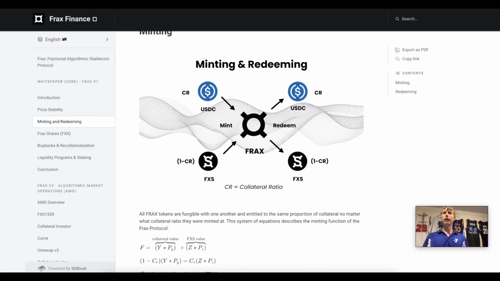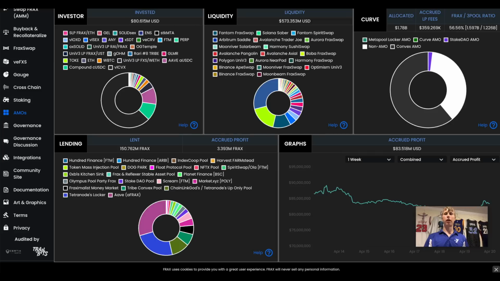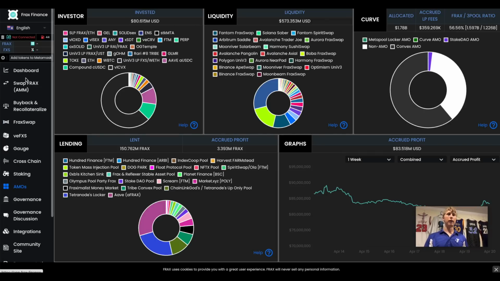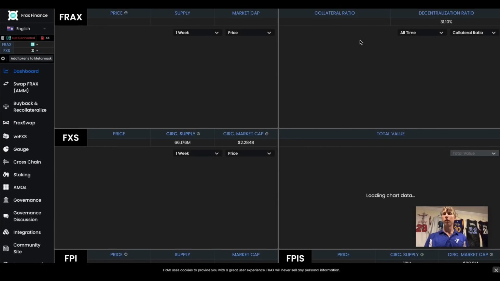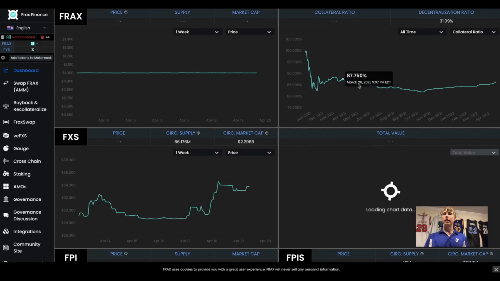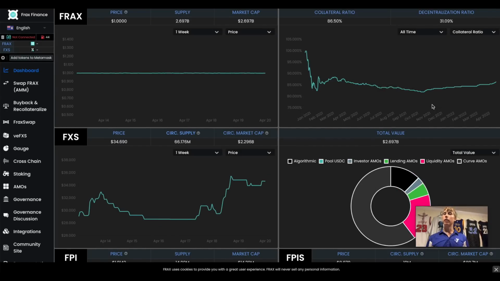What I really like about the Frax token model is if you go over onto Frax Finance and go on the dashboard, this collateral ratio is actually dynamic. So this can change. This is not set in stone. This is actually set by the market. If the market says, dude, you got way too much funny money in there, then it'll ask for more collateral by taking the Frax that's in the market, burning it to bring back the original collateral.